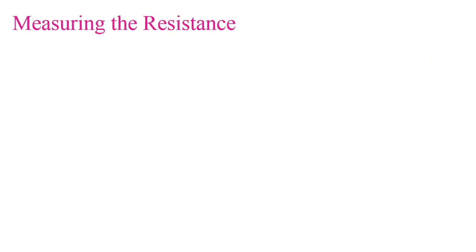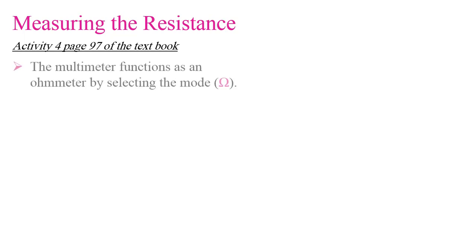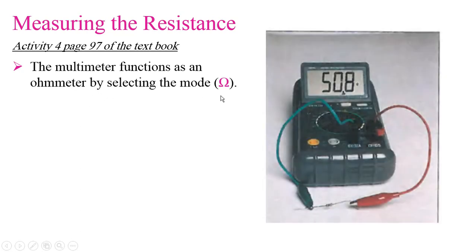The last point which we will discuss in this video is measuring the resistance. As you know, we can measure the voltage using a voltmeter, and we can measure the current using an ammeter. Similarly, a multimeter that functions as an ohm meter can be used to measure the resistance, and this can be done by selecting the mode ohm. This figure shows a multimeter connected to a resistor, and this is the ohm terminal and the com terminal.